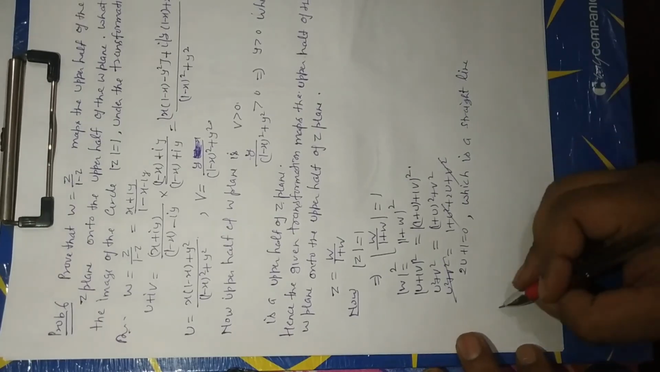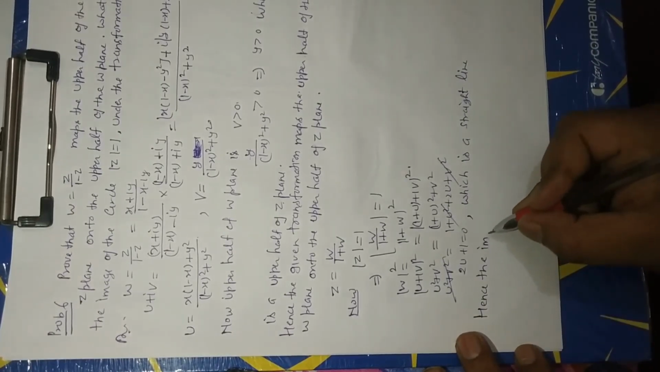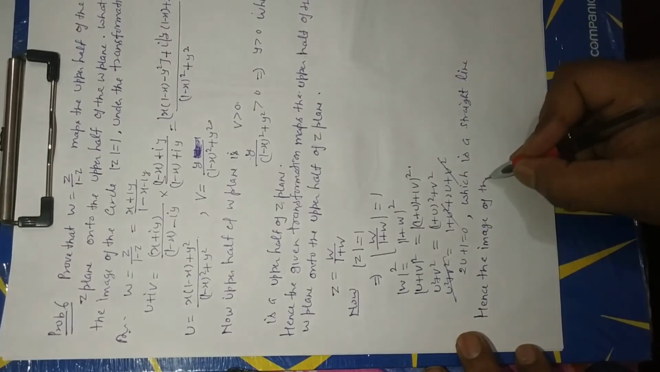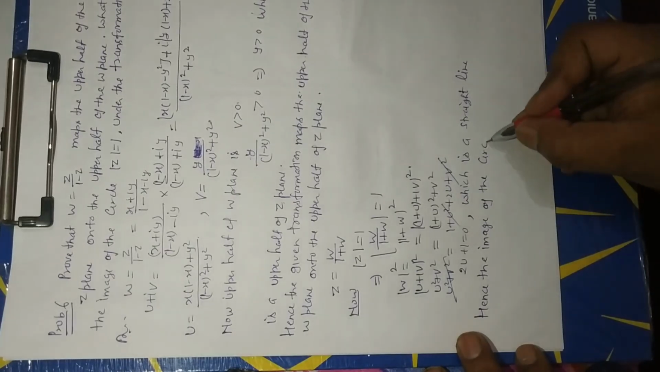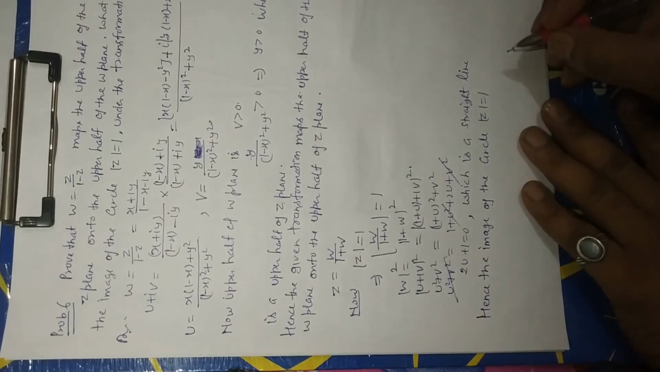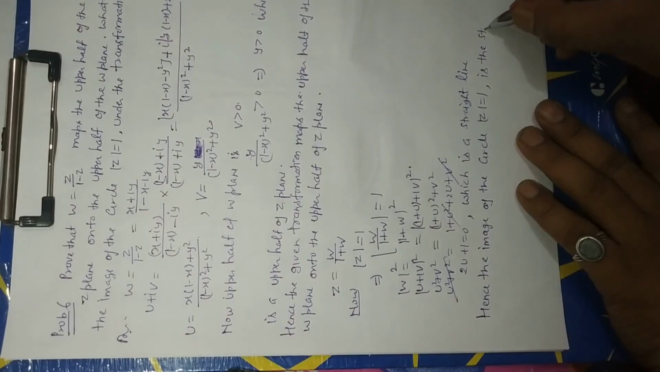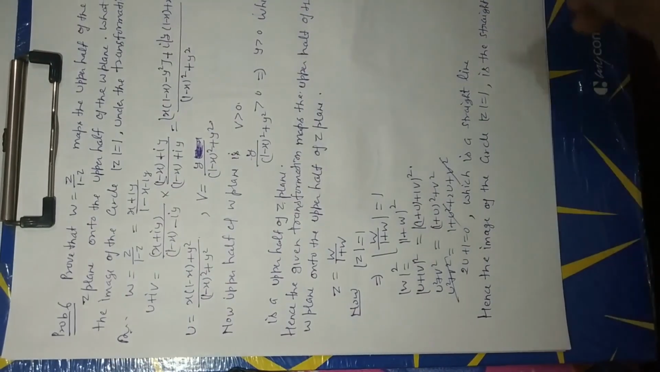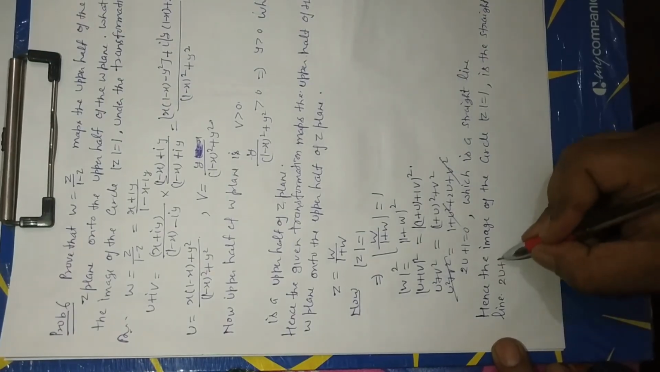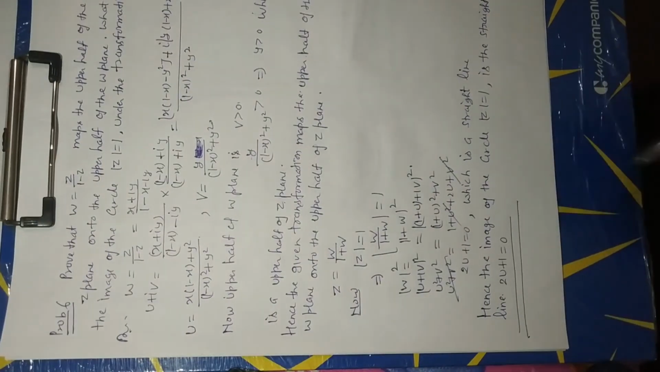Hence the image of the circle modulus of z is equal to 1 is the straight line 2u plus 1 is equal to 0 in the w plane. This is a complete solution.